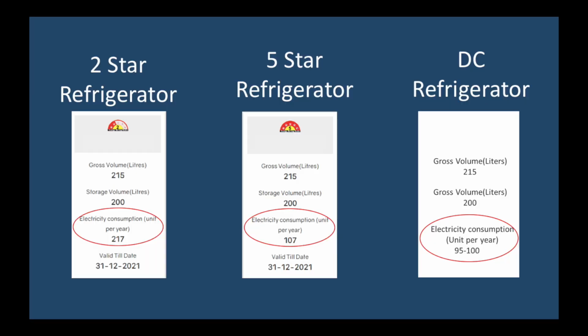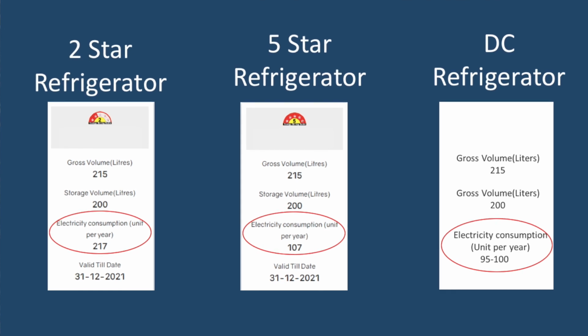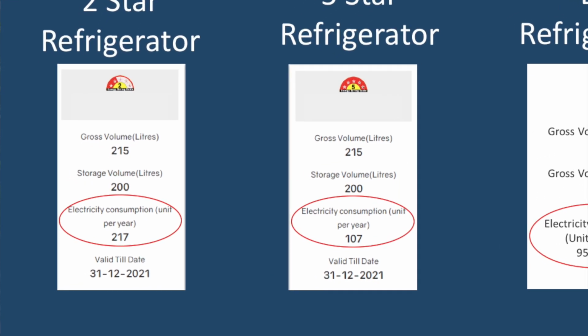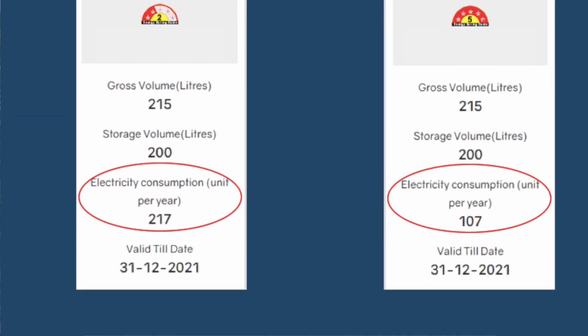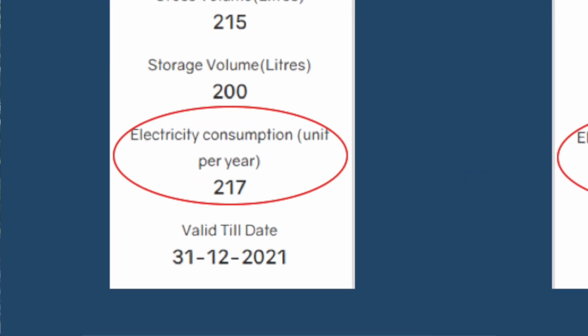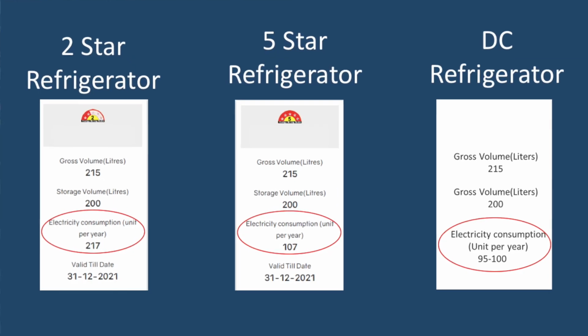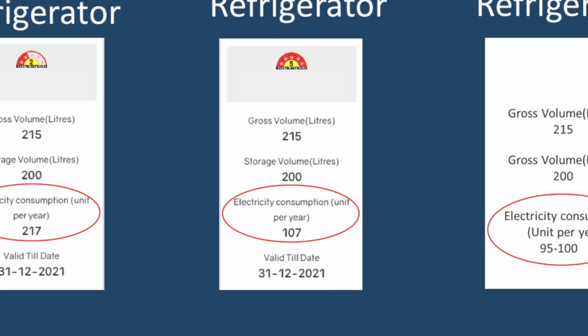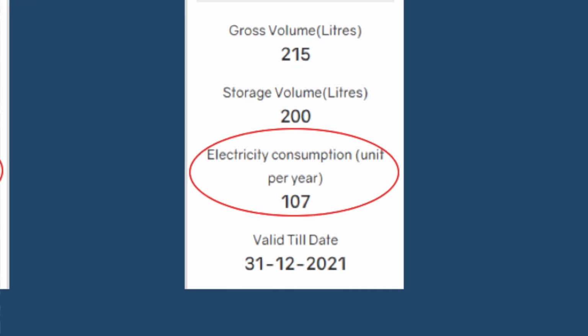So for example, if you look at the refrigerator, there are ratings given for 1-star, 2-star, 3-star, 4-star and 5-star. So let us take an example of a 200 liter refrigerator that many people use at home. So how much is the difference in the energy consumption? A 2-star rating 200 liter refrigerator will require about 217 units per year. A 5-star rated refrigerator will require only 107 units.